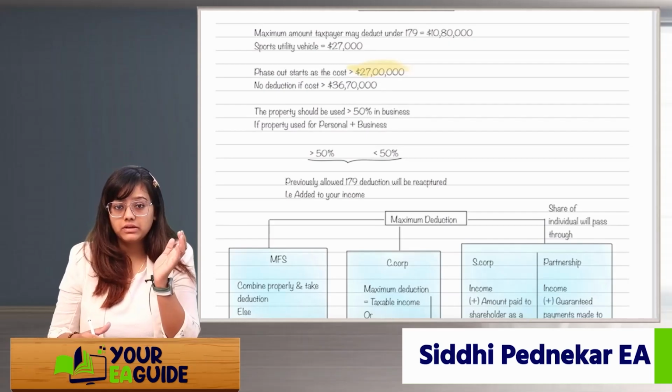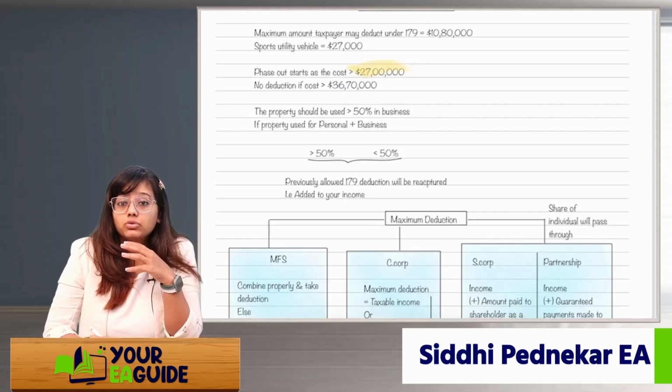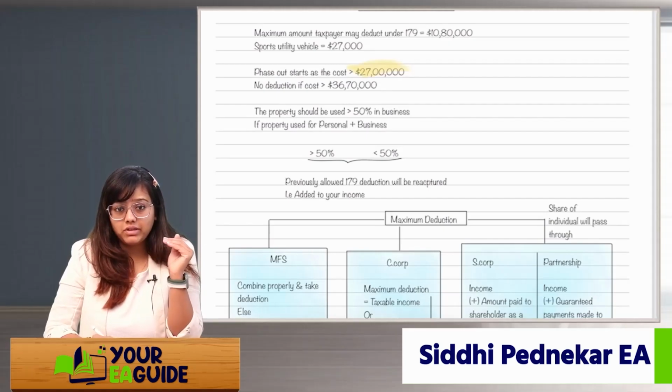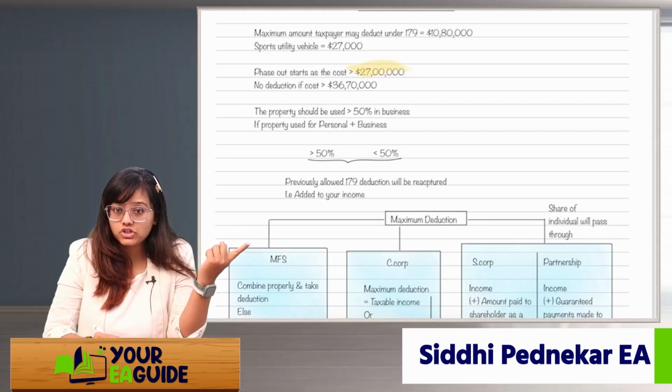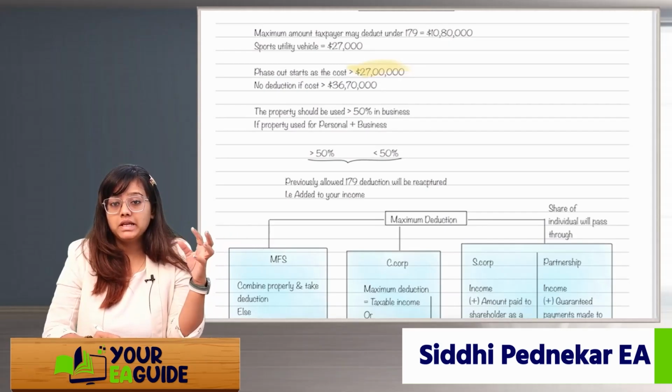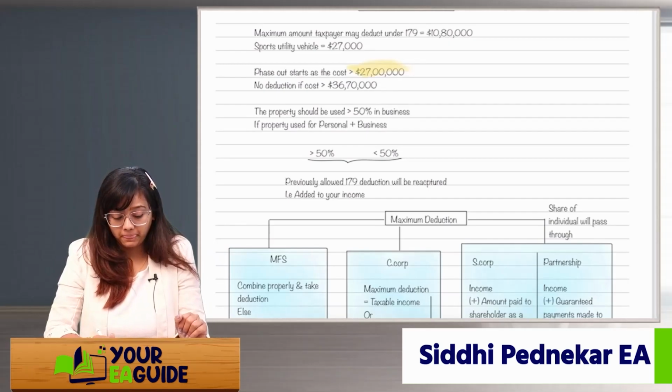Now, when you purchase the asset, you are using it for more than 50%. Now your usage has reduced to less than 50%. At that time, what will happen? Previously, whatever 179 was allowed, that deduction will be recaptured, meaning you will have to add that benefit in your income.